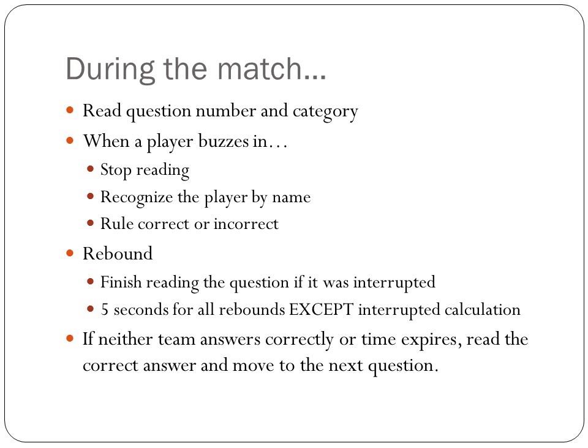When reading questions, always read the question number and category before each toss-up, including whether the question is a calculation or spelling question. Toss-ups may be answered by any player. Players will buzz in if they believe they have the correct answer. When a player buzzes in, stop reading, then recognize the player by saying his or her name. If the player is correct, say correct. The score will be updated and you will continue to the next question.